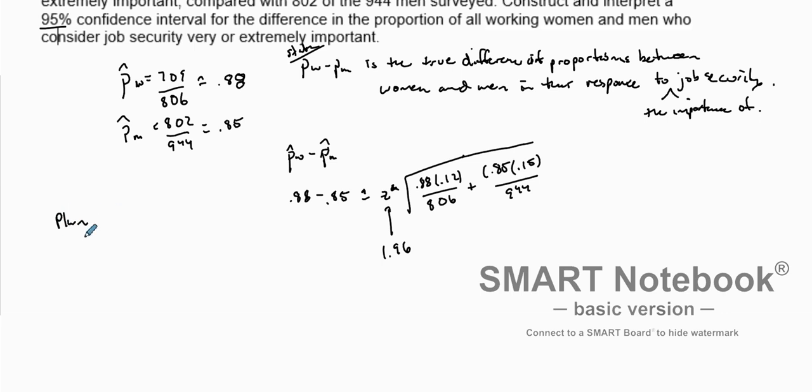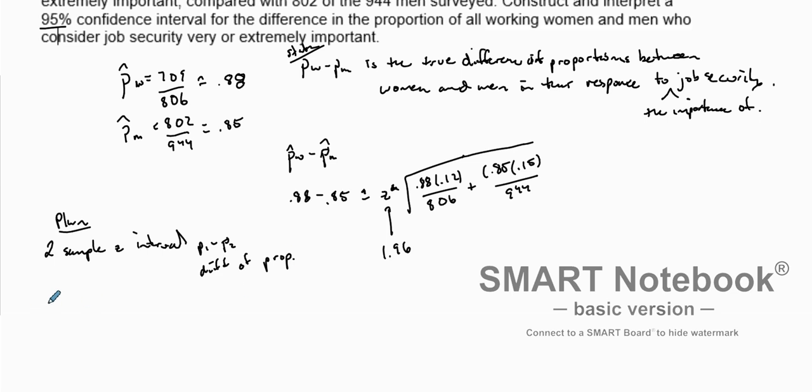And so what we're doing here is we're going to plan what we're going to do. And actually we're doing a 2 sample z interval for P1 minus P2, or the difference in proportions. So you can also say the difference in proportions here.